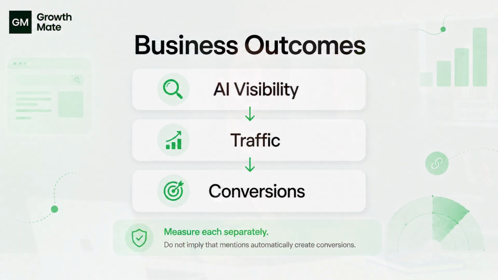Different tools may calculate these indicators differently. Always review each platform's methodology before comparing results. You should also analyze the accuracy of a brand description. A frequent but incorrect mention is not necessarily a positive outcome. Track traffic from AI platforms separately where possible. Then evaluate conversions and business outcomes independently.